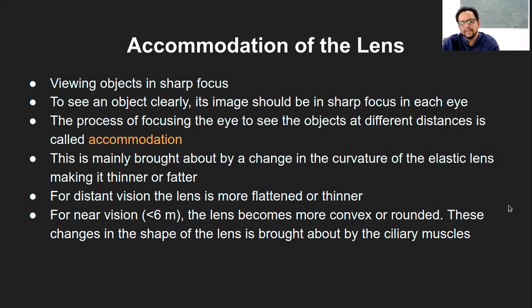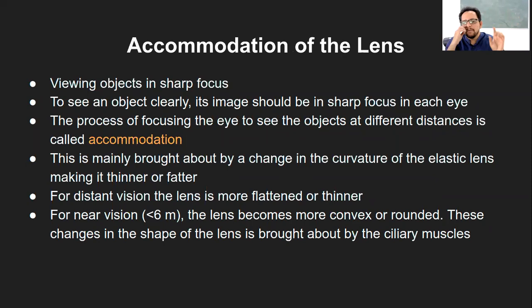And the same is the case if the object is somewhere close by. This particular change is happening with the help of the ciliary muscles. They extend the lens, and if they are contracted, they will pull the lens away.